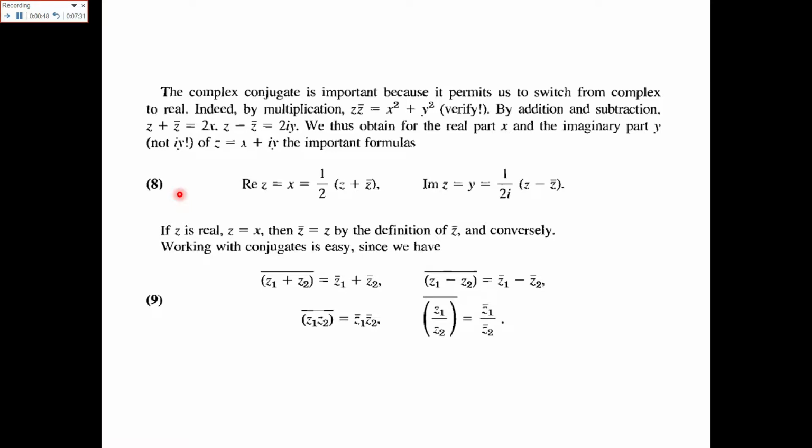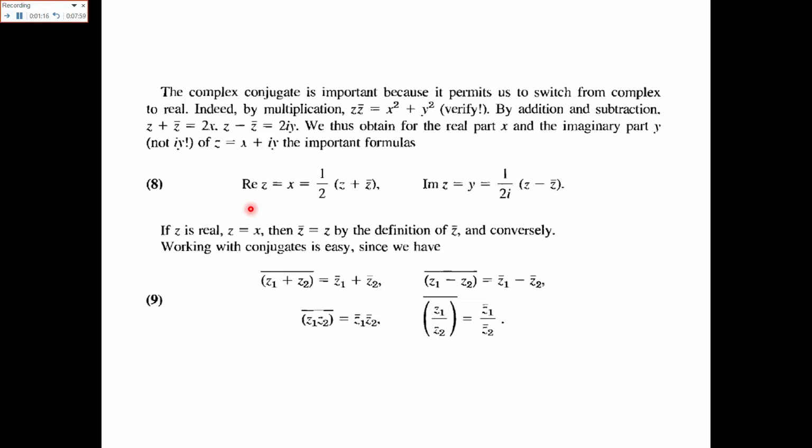So simply we can say that when you multiply a number with its conjugate, you will have a real part, and when you add them you will have a real part. When you subtract them you will have only an imaginary part. So the real part x of a complex number is equal to 1 over 2 times z plus z bar, and the imaginary part y is equal to 1 over 2 times z minus z bar.